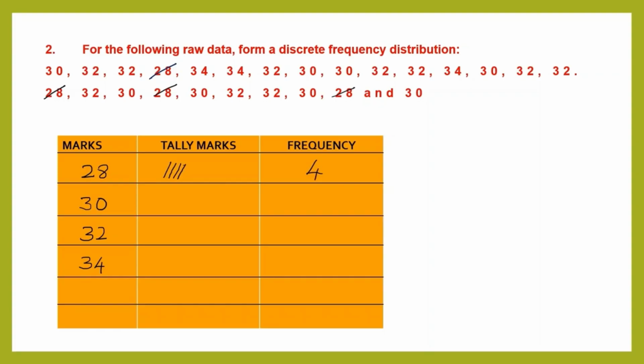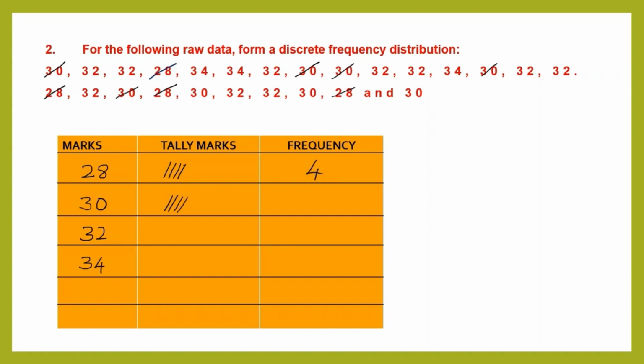Let's go to 30. So we have 1. Let's put a tally mark there. 1. Then we have one more, I'm going in the first row. Then there is one more, then there is one more in the first row itself. Then in the second row we have one more.